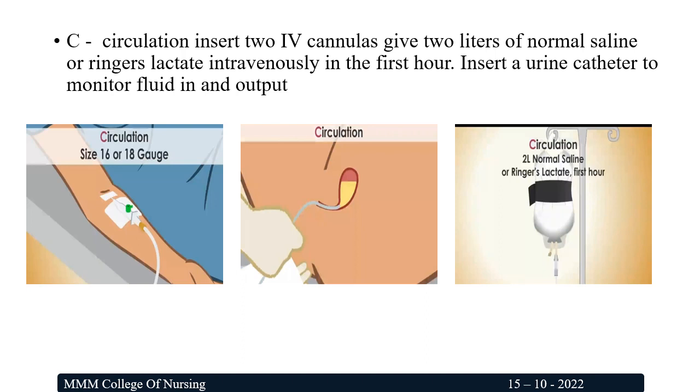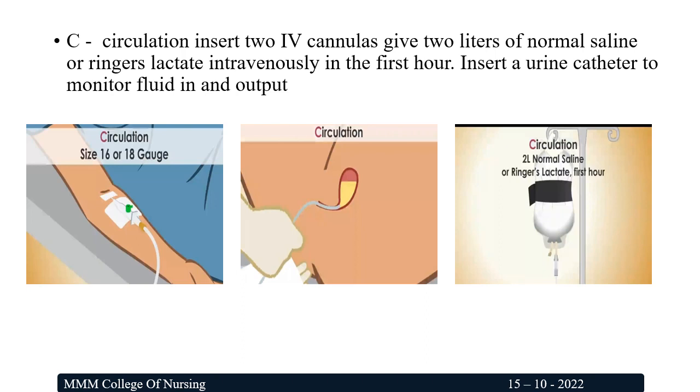Then the third one is the C, that is circulation. For circulation, you need to insert two IV cannulas, and give 2 liters of normal saline or Ringer's lactate intravenously in the first hour. And then insert a urinary catheter to monitor fluid input and output. So you have to give the fluid and you have to monitor the fluid which is coming out also. Okay, how do you give it?